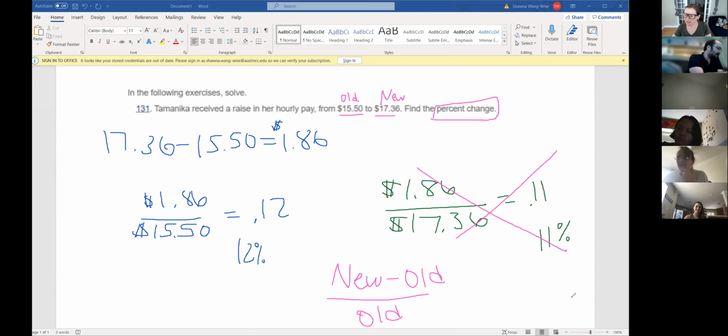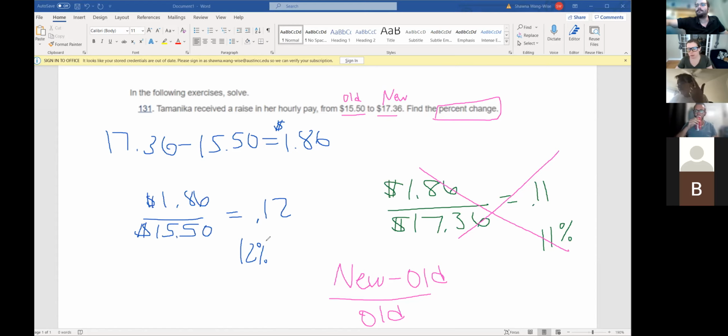Which percent is correct, please? This one, the 12, because this is the new minus the old over the old. So the 1736 is our new pay minus the 1550, our old pay, divided by the old pay, because that's how we can see how much we've gone up from our old pay. So that's why we divide by the old one, the original. But they are asking for the percentage, right? Yep, 12%. Like 1.86 divided by 15.5, and then multiply by 100% to change it into a percent.